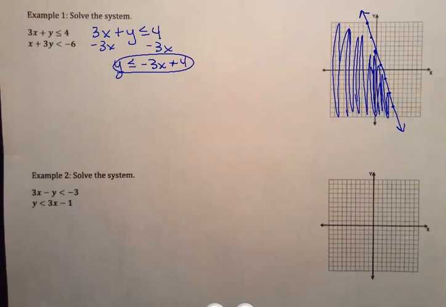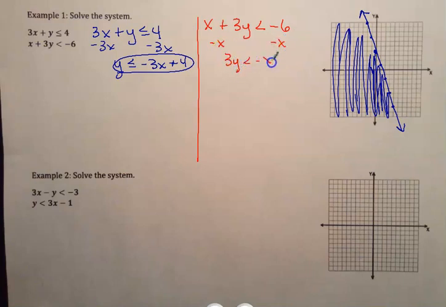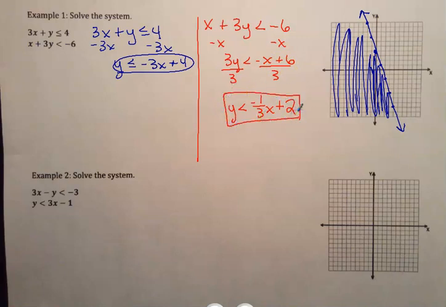Then I'm going to go with a different color and do my next equation. I've got x plus 3y is less than negative 6. Let's subtract x from both sides to get it in slope-intercept form. 3y is less than negative x plus 6. Divide by 3, so y is less than negative 1/3 x plus 6 divided by 3, which is 2. Now I'm ready to graph that.